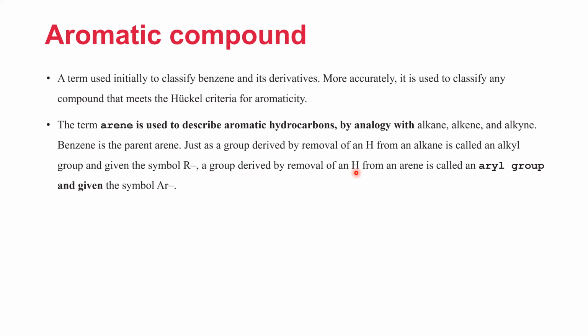A group derived by removal of a hydrogen from an arene is called an aryl group. If you have to mention specifically that the link is to a benzene ring or an aromatic hydrocarbon, then you write Ar, representing that this is not aliphatic, not an open chain, not the simple alkenes or alkynes. This is a closed ring, the aromatic hydrocarbons, the cyclic benzene ring.